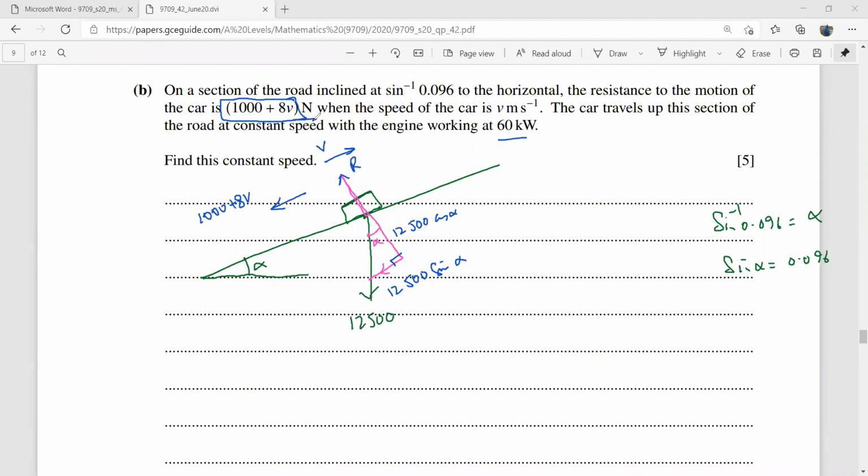Again, we have the constant speed. So this means that this is your driving force over here. The driving force is going to equate the downward component of the weight plus this resisting force. Okay? So we have to find the constant speed. So that's, I think, no problem for you. The forward force, again, power is equal to F into V, and this forward force is going to be power over this V. So the power is 60,000, right? So 60,000 over V, yeah, we can write equal to these two forces. One is 1000 plus 8V, and the other one is, now you can simply write it as 12,500 times 0.096.